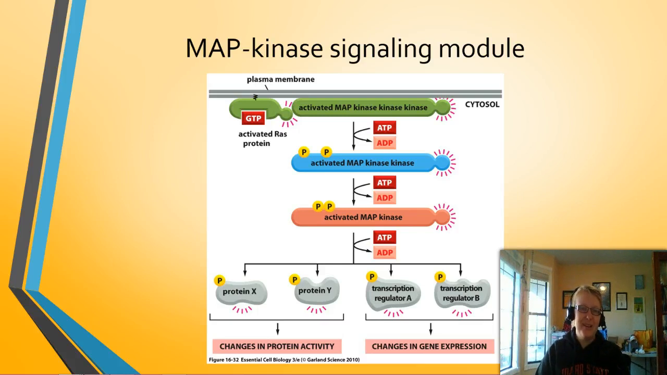I know that it's kind of a funny series of names, but you have the kinase which activates the kinase, and then that kinase activates the kinase, which will then activate a whole bunch of different pathways depending on what the purpose of the signal is. So this is the MAP kinase pathway.